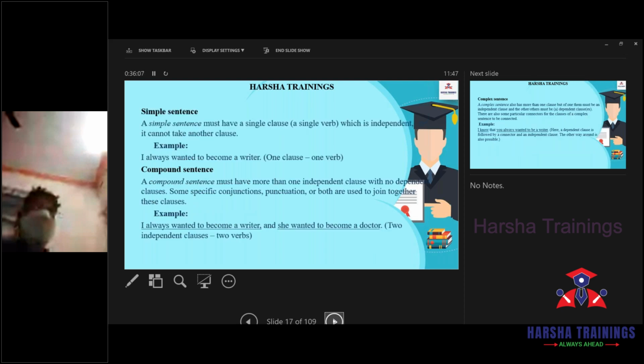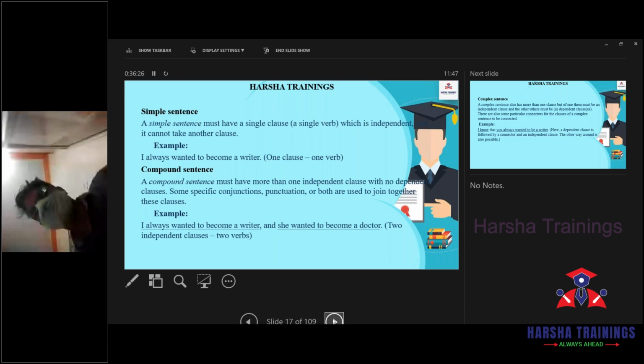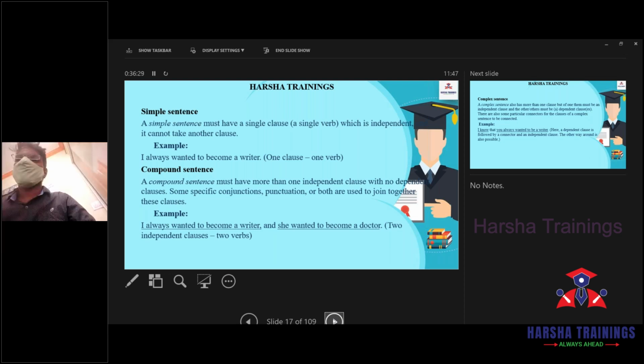Now, first, the simple sentence. What is a simple sentence? It must have a single clause, nothing but a single verb, which is independent of the other part of the sentence. It cannot take another clause. One verb is enough. It should be an independent verb. For example, I can say, I always wanted to become a writer. Only one clause, but only one verb.